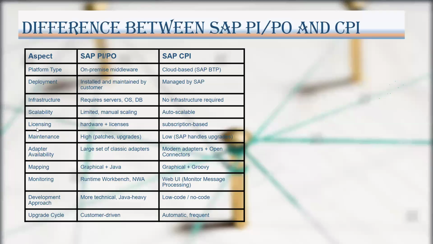The last one is licensing: hardware plus licensing. For PIPO, you have to take hardware and also licensing as well. When it comes to SAP CPI, it is subscription based. The maintenance is high for SAP process integration because of patches and upgrades. When it comes to CPI, the maintenance is very low.